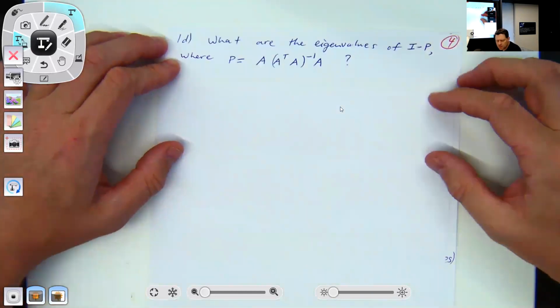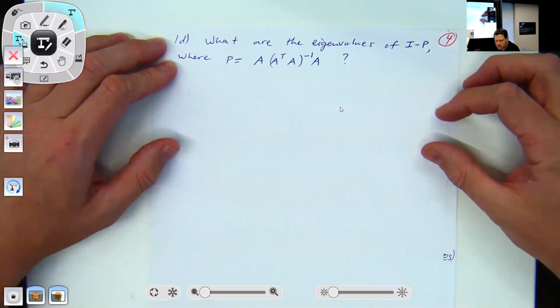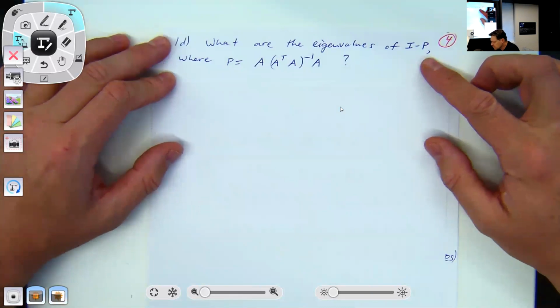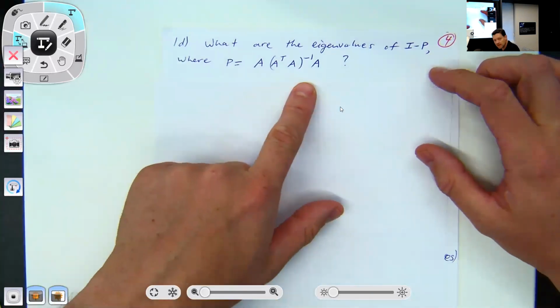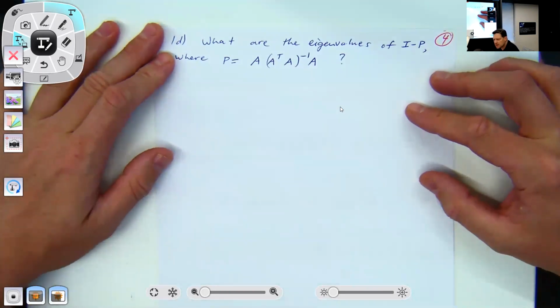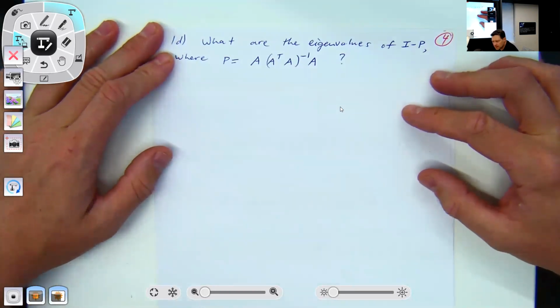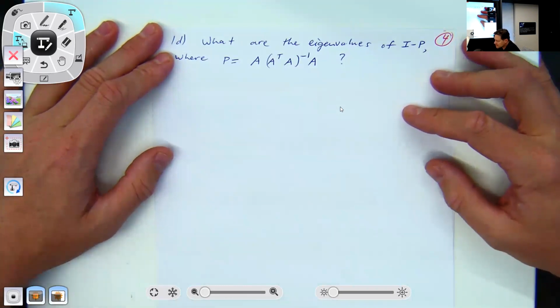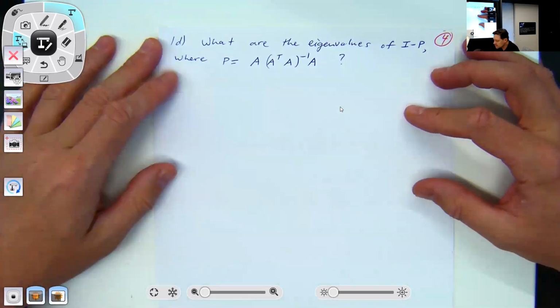All right, so next question. What are the eigenvalues of I minus P, where P, again, is this projection matrix? All right, so part of this you've done in lectures, but given what you've done in lectures, it makes this task a little simpler.